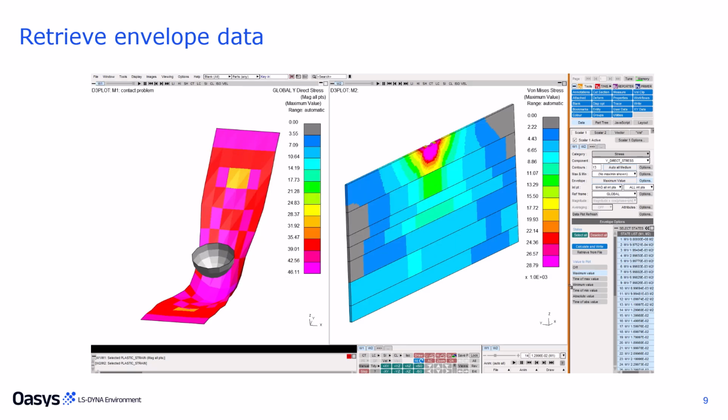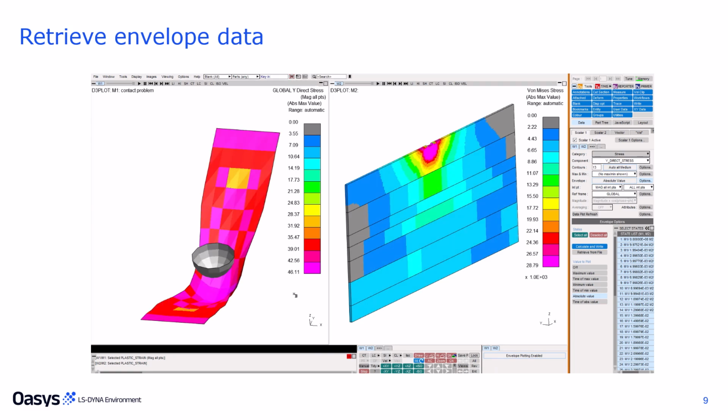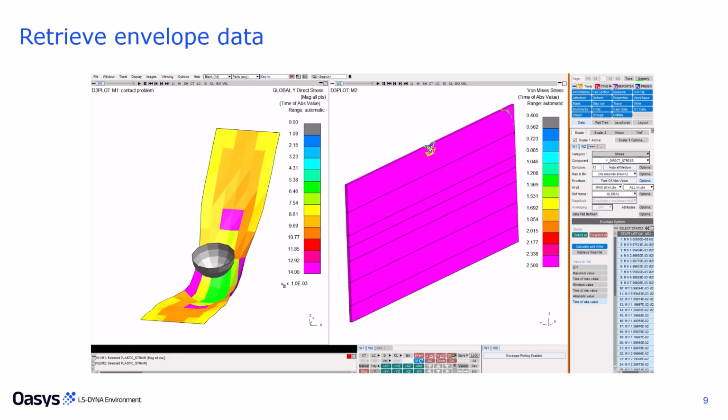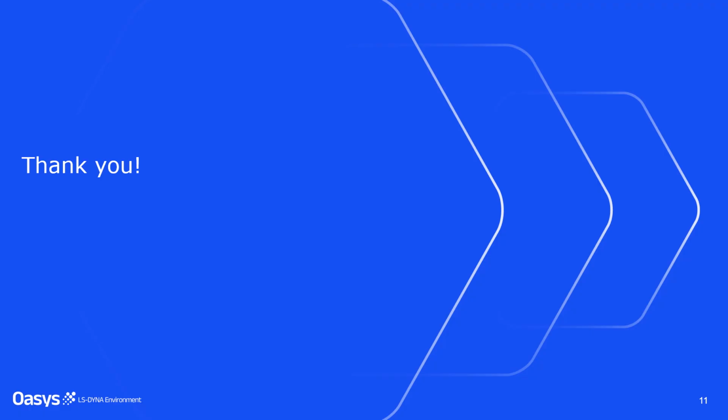We are also able to plot minimum value, or any of the 6 values that are automatically written when creating the envelopes.h5 file. And you can see these updated as we change the value to plot. In summary, in version 22, you can now write, retrieve, and replot envelope data. Further enhancements will be coming in future releases. Thank you.